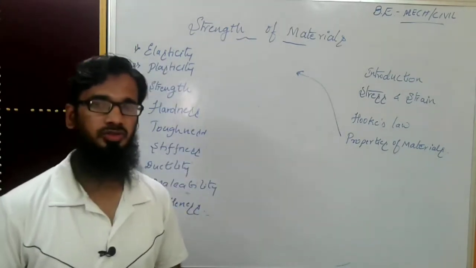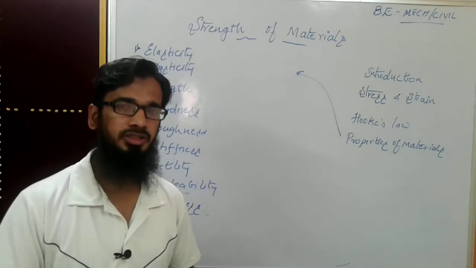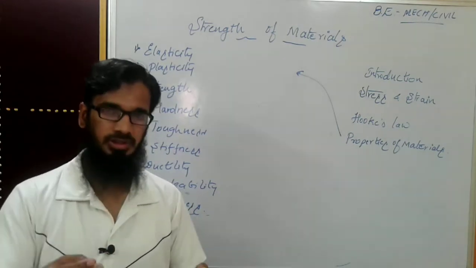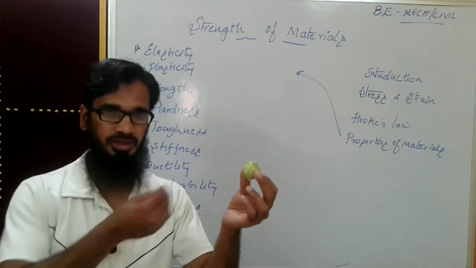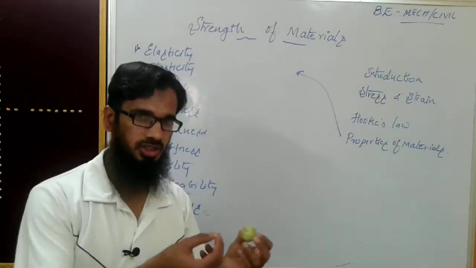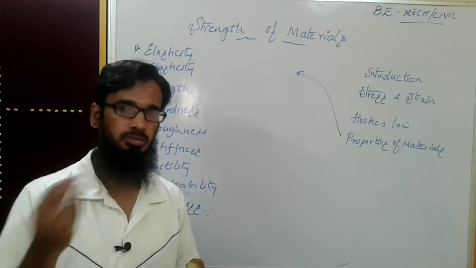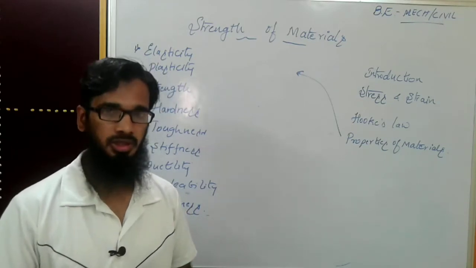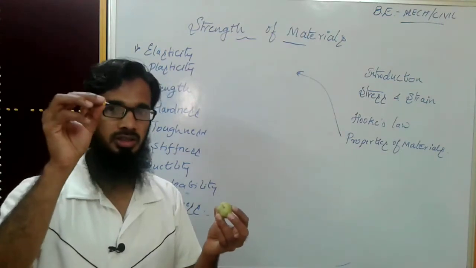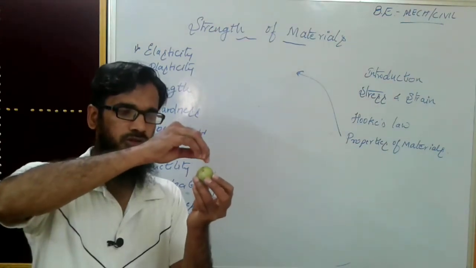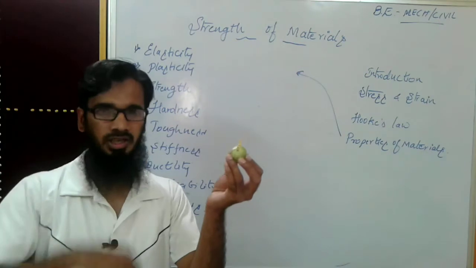So hardness means it is a resistance to indentation or penetration. For example, just for understanding purposes, I am taking this one, which is a metal. But actually in practice we have to study this for engineering materials. Now this is an object, something like a needle here. I'm applying a load on this one, and it directly enters here.